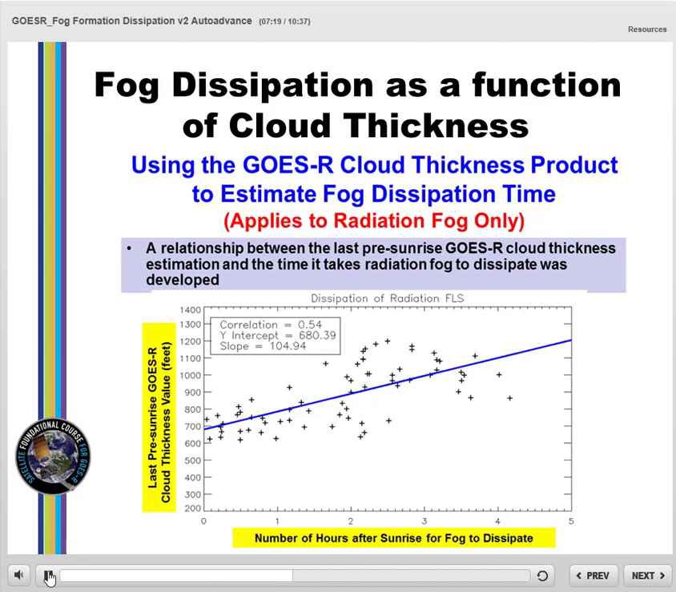The points on this graph were determined by hand for radiation fog only, mostly for cases over the southeast United States. If the last cloud thickness value before sunrise was at 11:45 UTC, and it showed a cloud thickness of 900 feet, the best fit blue line suggests a dissipation time of about 2 hours later, at 13:45 UTC.